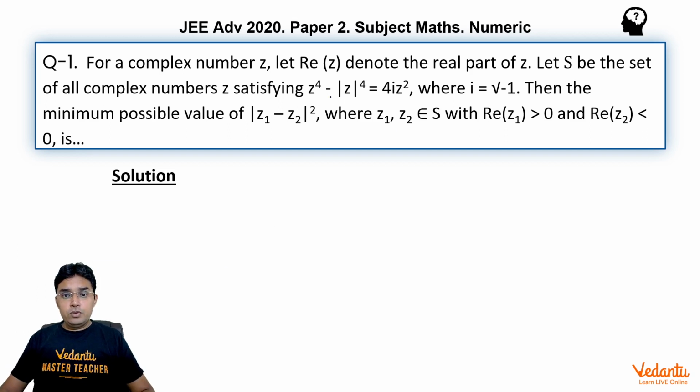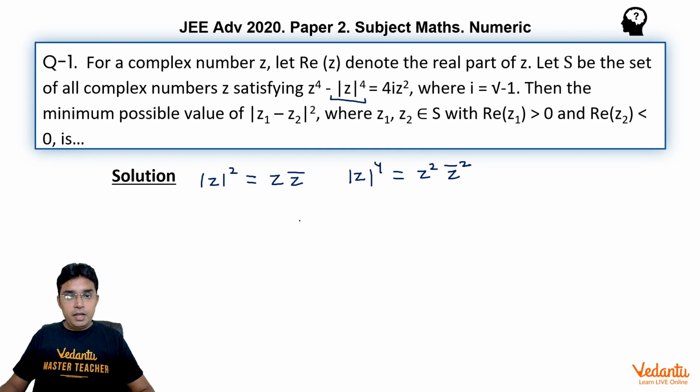First, they have used the term mod z power 4. So to solve this, I will tell you that mod z square can be written as z into z bar. So this mod z whole power 4 will become z square into conjugate z square. So this given equation becomes z raised to the power 4 minus z square into conjugate z square is equal to 4 iota into z square.